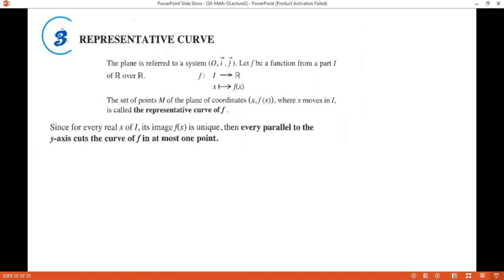Since for every real x of I, its image f of x is unique, then every parallel to the y-axis cuts the curve at one point.